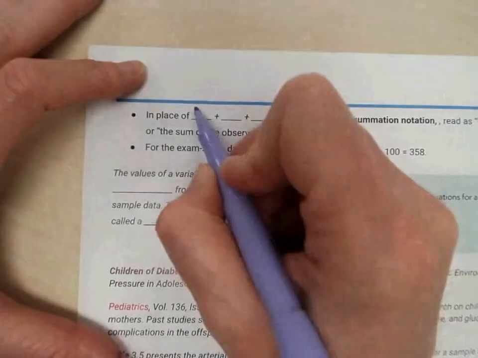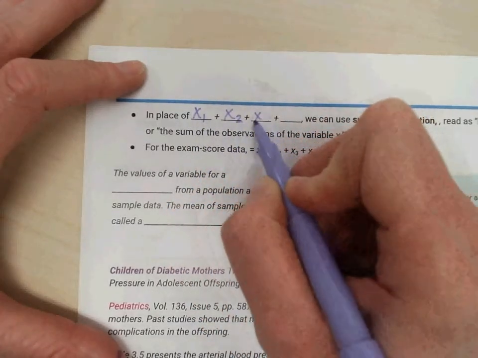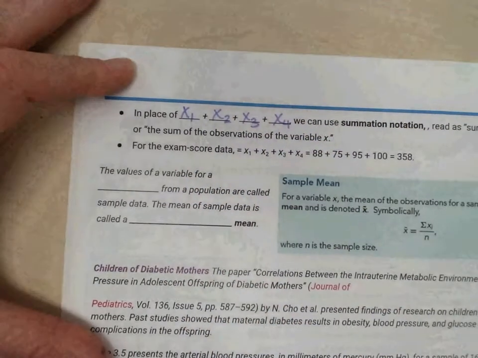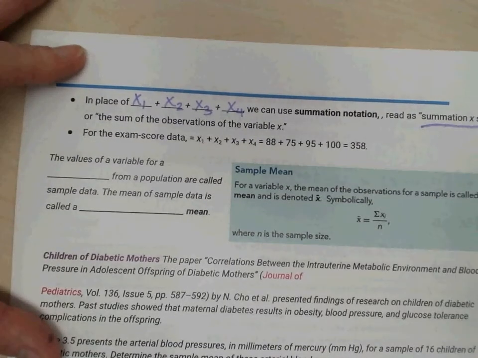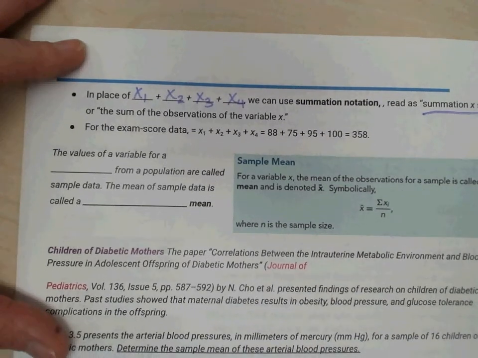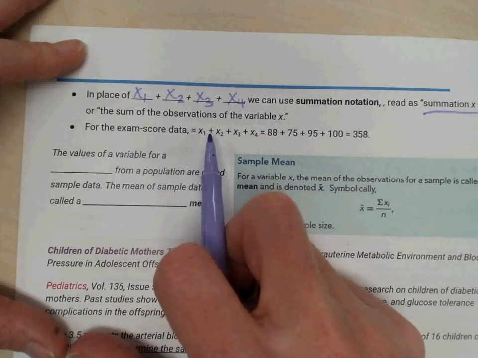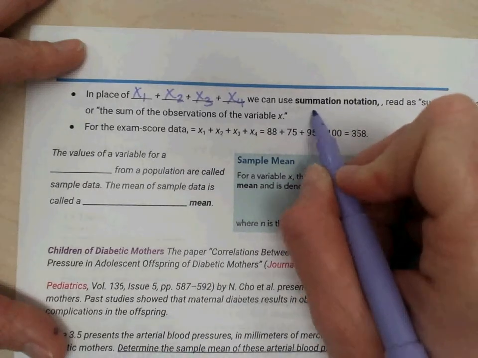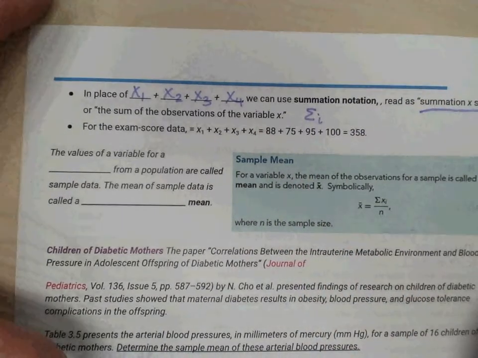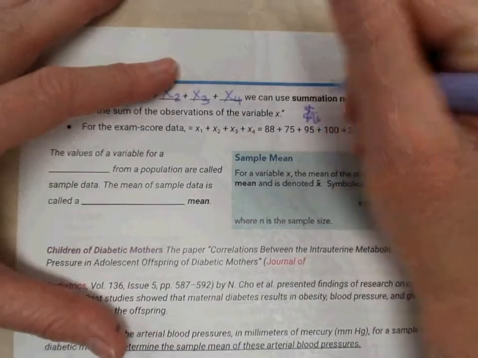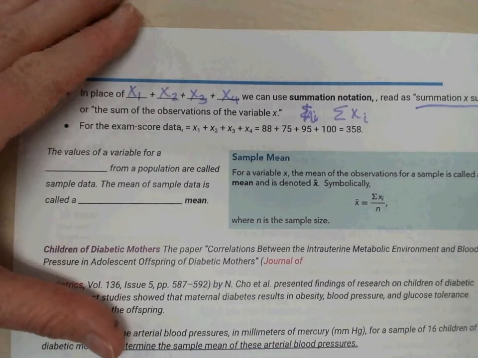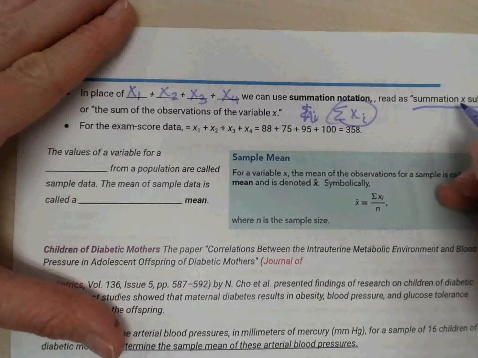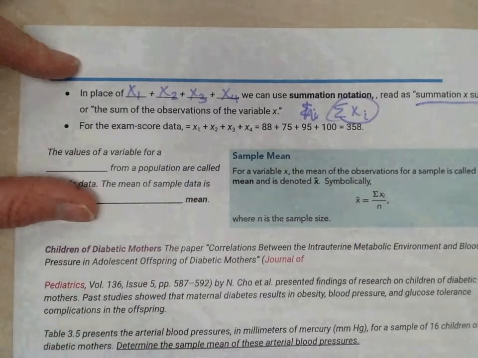So again, in place of x sub 1 plus x sub 2 plus x sub 3 plus x sub 4, we can just use summation notation, reading summation x sub i. So the sum of the observations of the variable x. That would look like the sum of all of our x values is a shorthand way to write what we just wrote in the blanks there.